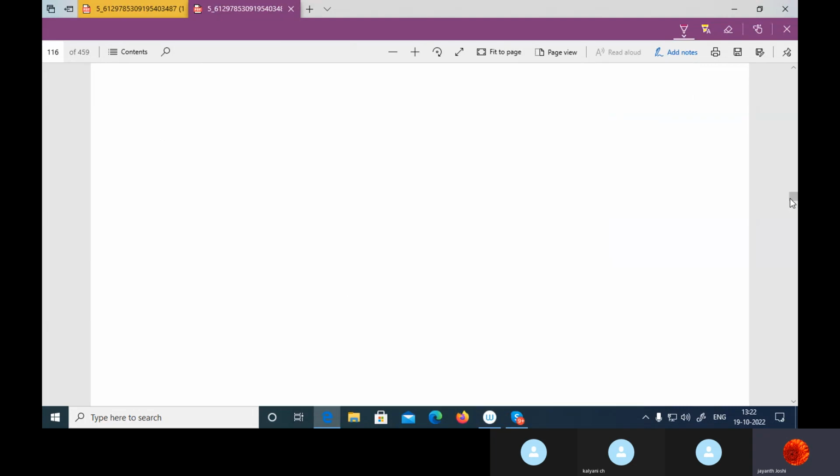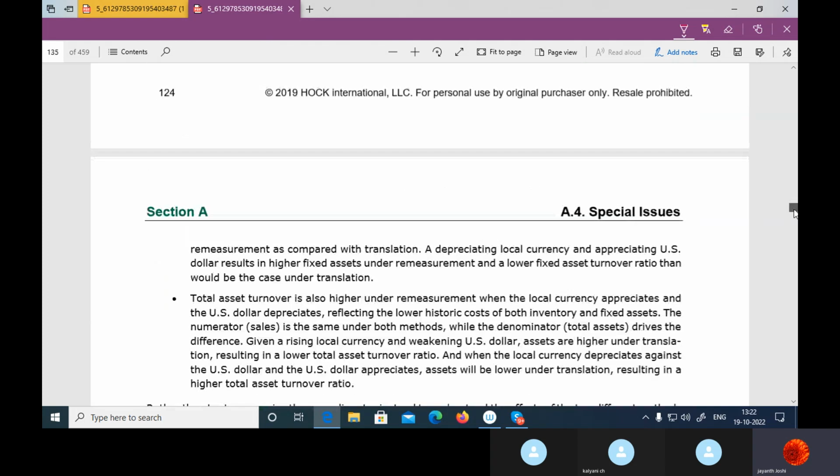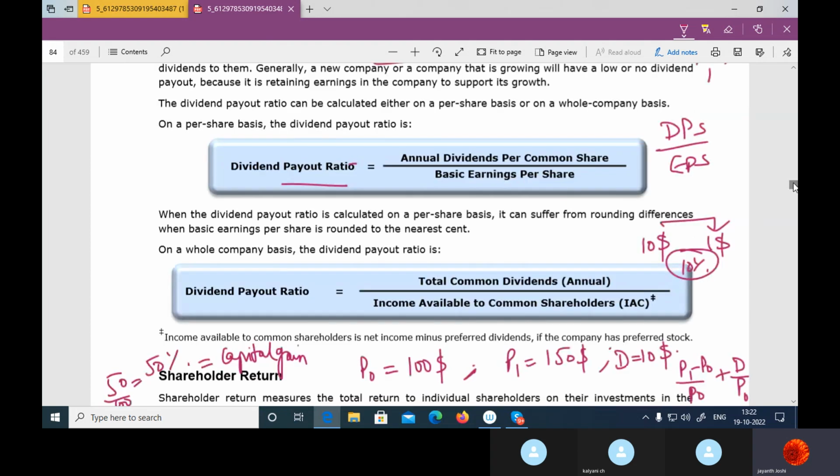What is the page number? 70, 70 to 70. Okay, got it.